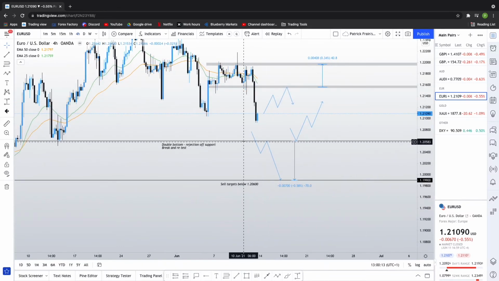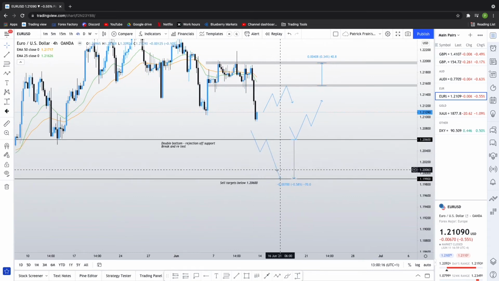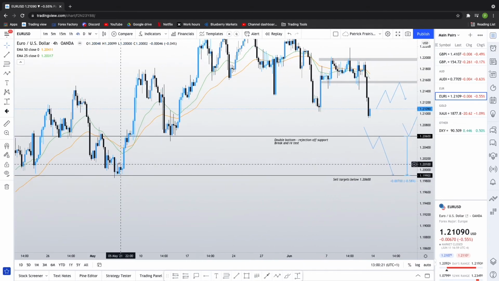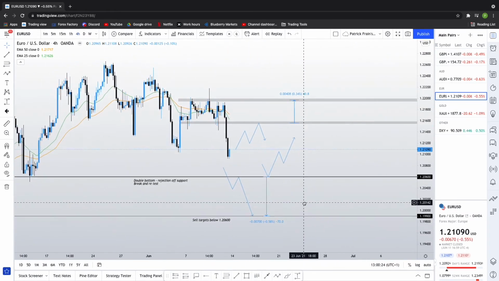However, if we do get a break of this level, I will be looking for a retest and then shorts down to 1.199900, which is this level here, which is around 70 pips to the downside.